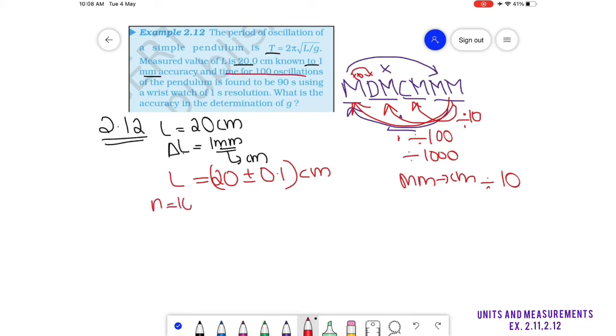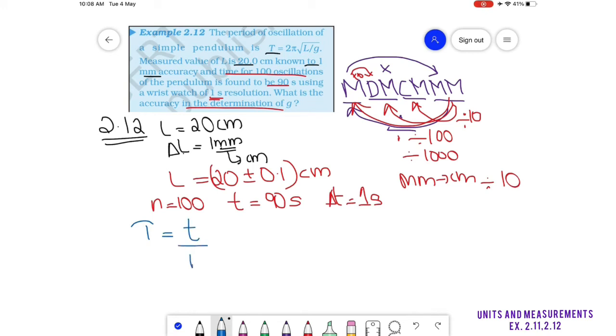Now, they've given the time for 100 oscillations, so N is equal to 100. The time is found to be 90 seconds, that is small t, with 1 second resolution. So small delta t is 1 second. Now what about the time period here? Capital T, the time period, is equal to small t by n. Now to find the error, delta T equals delta t by n.